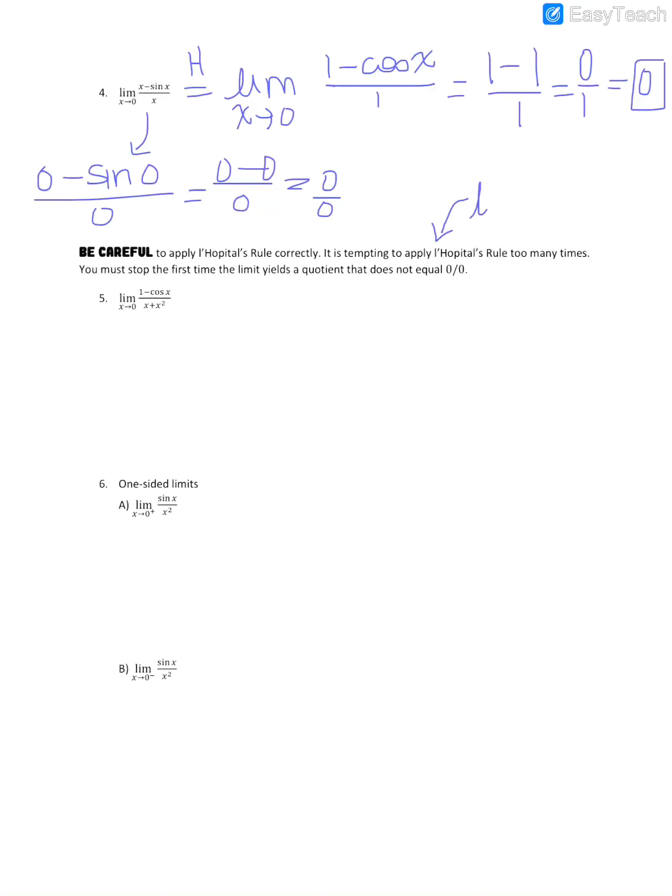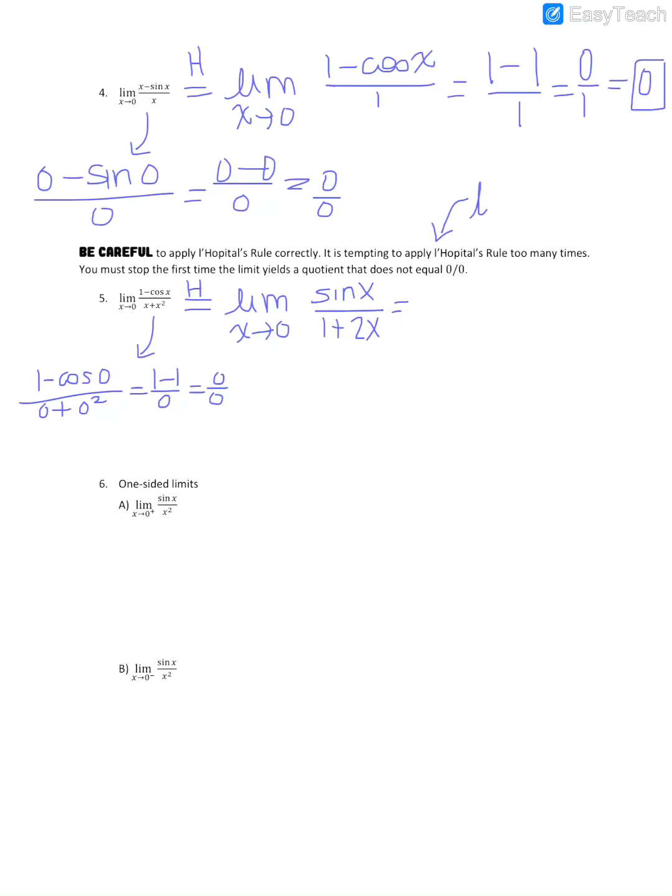Okay, let's try number 5. We're going to start by plugging in 0, see what happens. So we have 1 minus the cosine of 0 over 0 plus 0 squared. That's 1 minus 1 over 0, 0 over 0. And we are good to use L'Hopital's. So we have a limit as x approaches 0. And so on the top, our derivative of 1 minus cosine x is going to be sine x. On the bottom, our derivative is going to be 1 plus 2x.